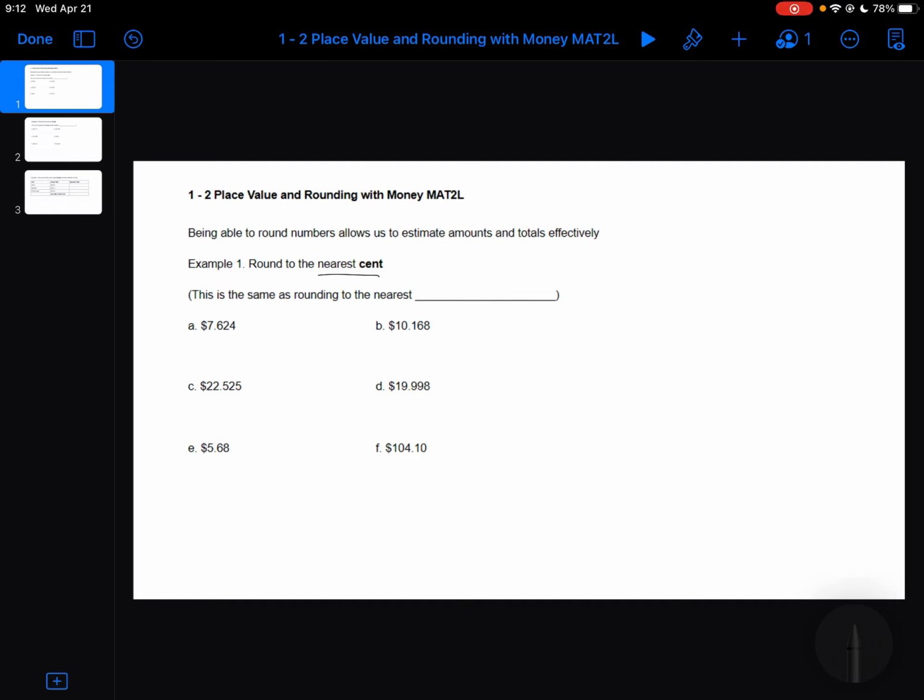So if I ask you to round to the cent, this is the same thing as rounding to the nearest hundredth. Okay, so that is 2 decimal places. So let's practice that in the examples below.